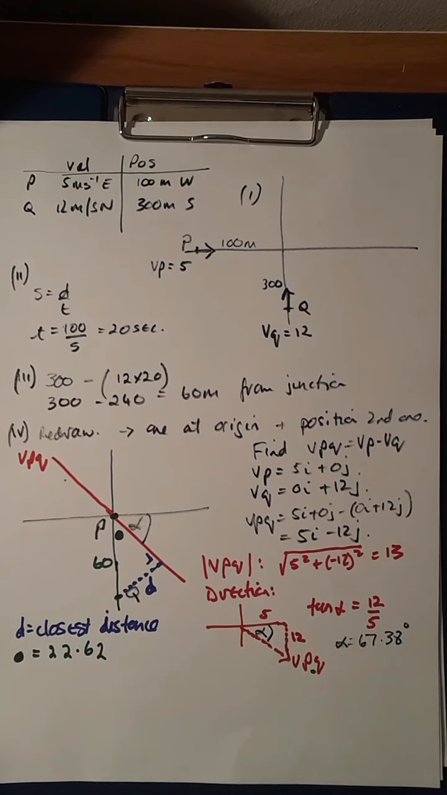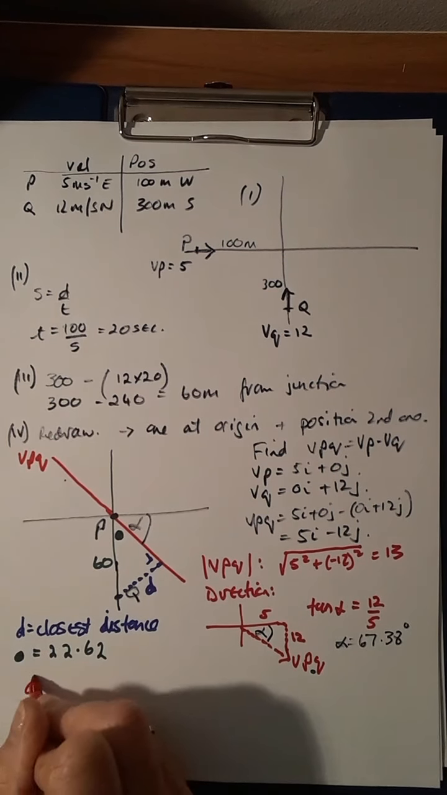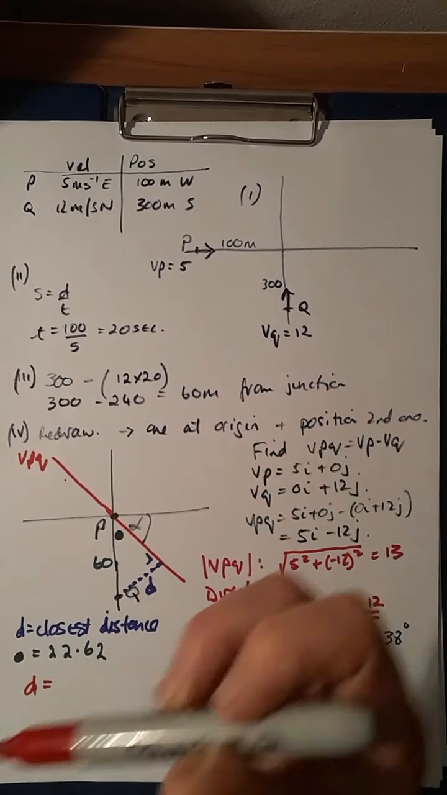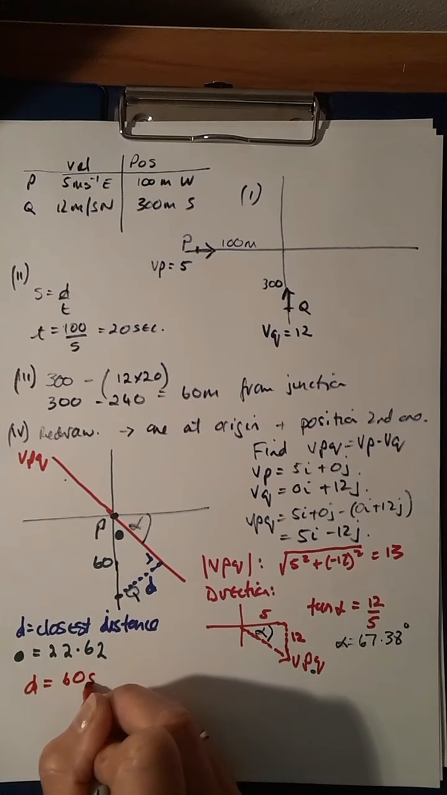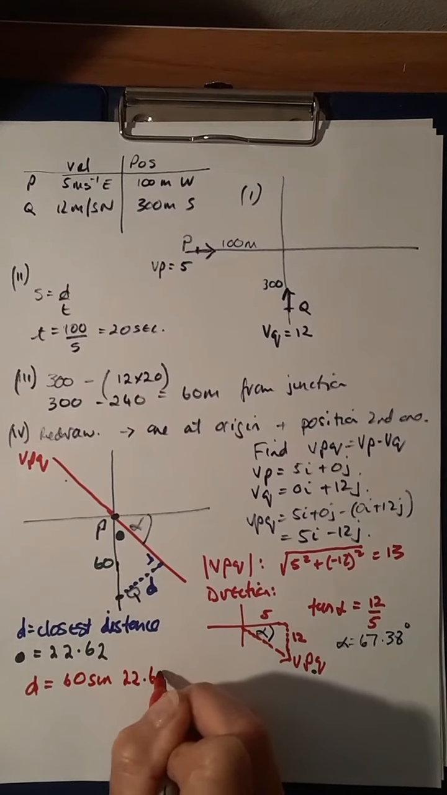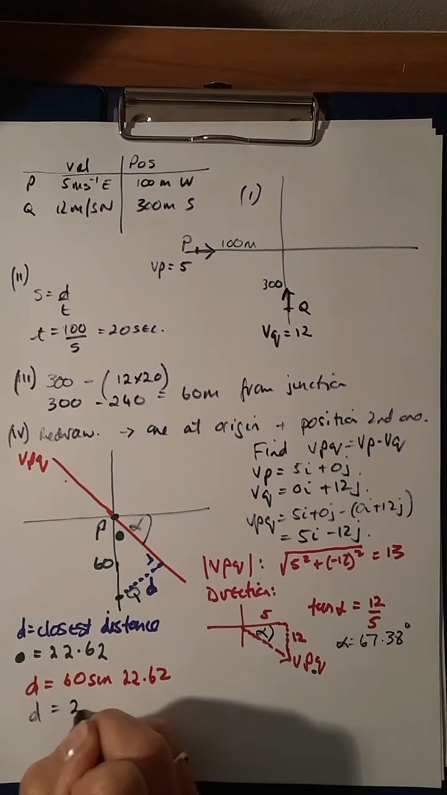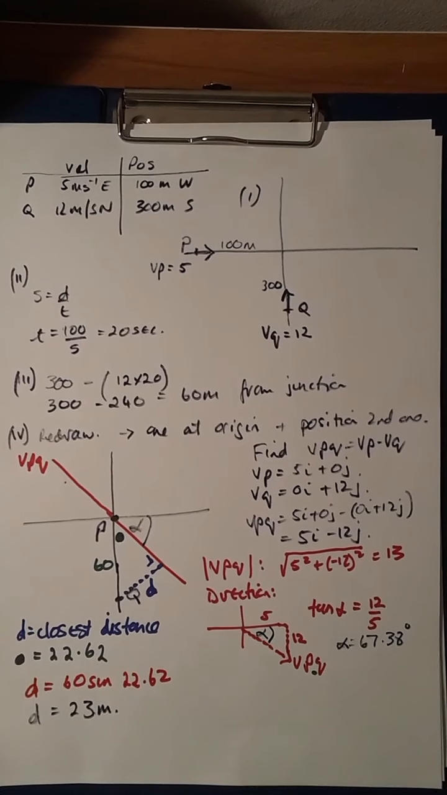So now using that right angle triangle, I can say that D, the closest distance, the sine of that angle is equal to D over 60. So D is 60 times the sine of 22.62. When I work that out, if I get the sine of that angle, 22.62, and multiply it by 60, I get 23 metres. So my closest distance is 23 metres. Okay, so that's the first one.